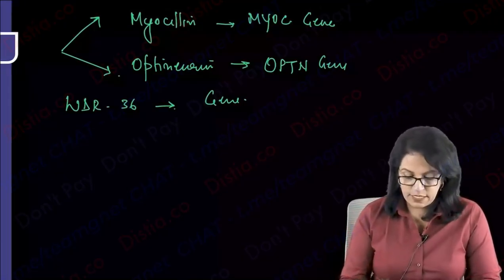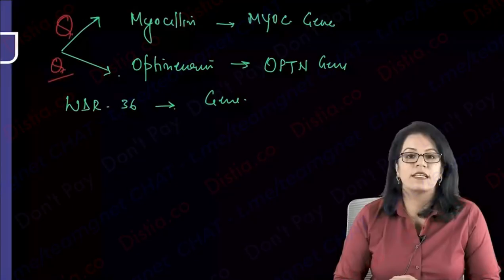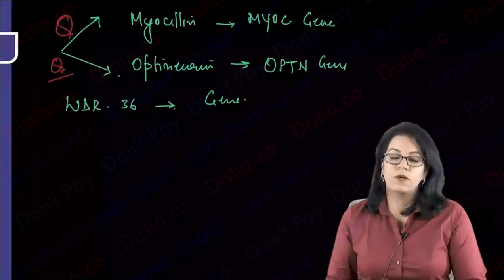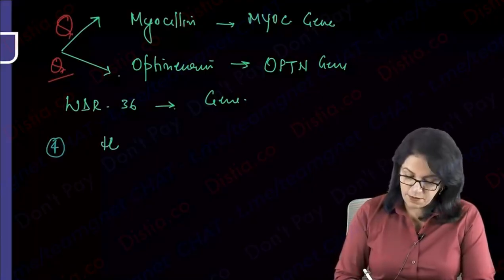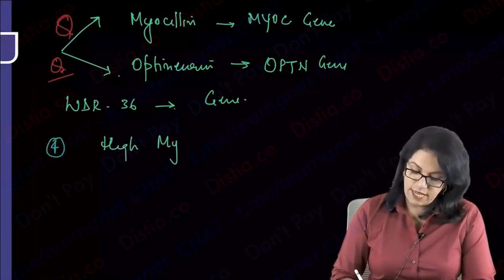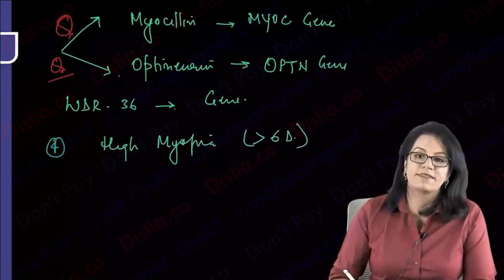And of course, let's make a cue here, please. This has been asked. Optineurin, myocilin have been exam questions. What is the next factor? The next factor would be high myopia. What is high myopia? You'll know. Any myopia of more than 6 diopters.